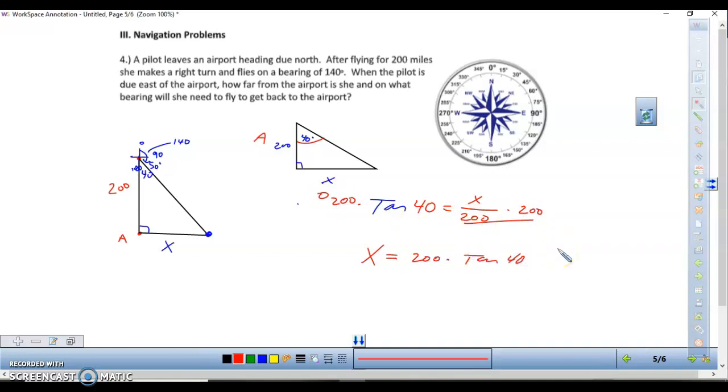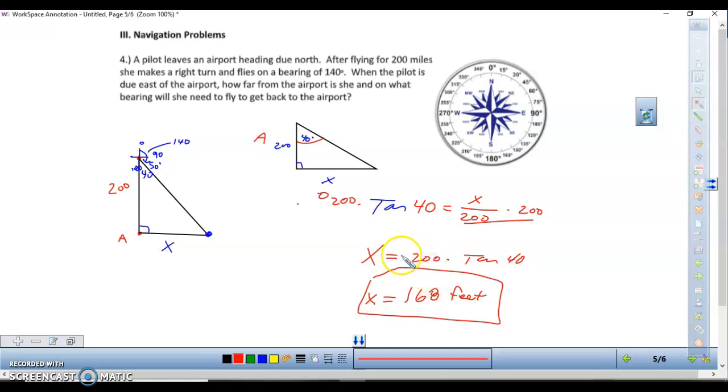And then I'll just punch out my calculator. And I get a round 168 feet, approximately. I got 167.8, so around 168 feet. And again, my handwriting sucks.